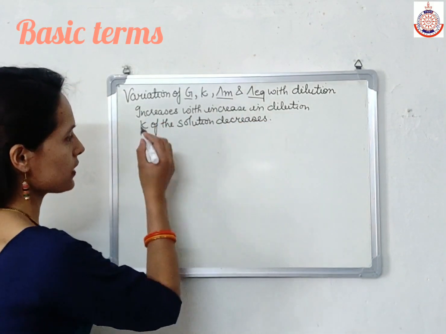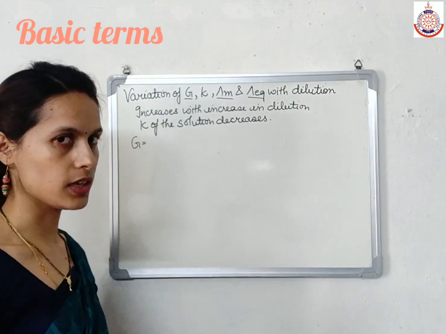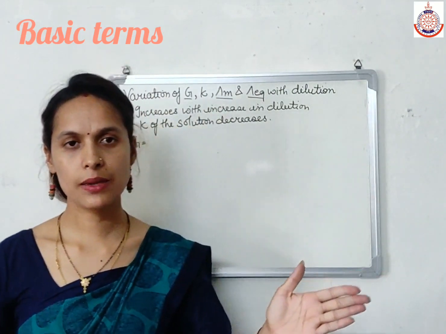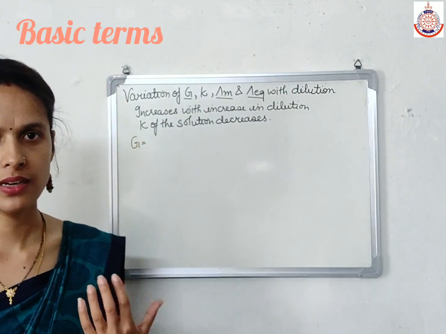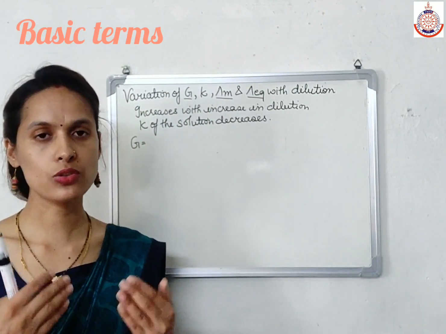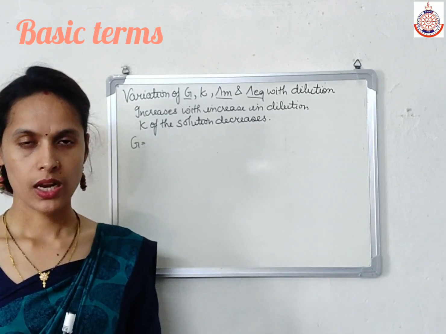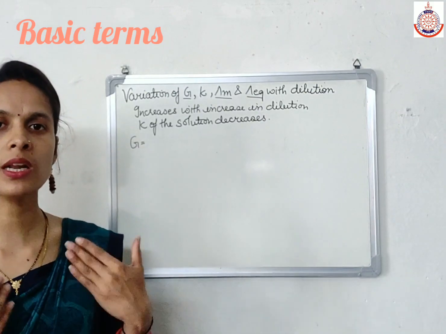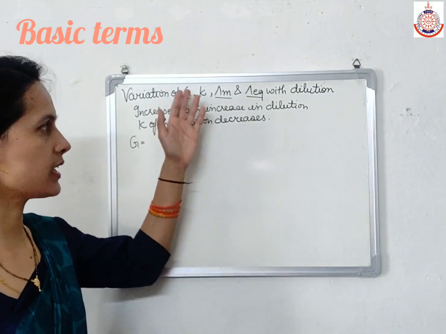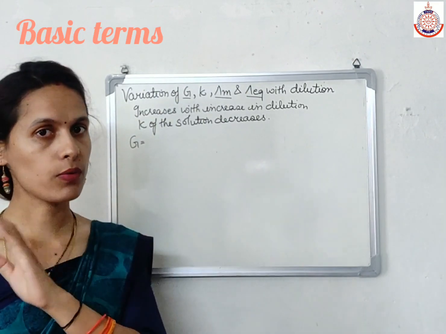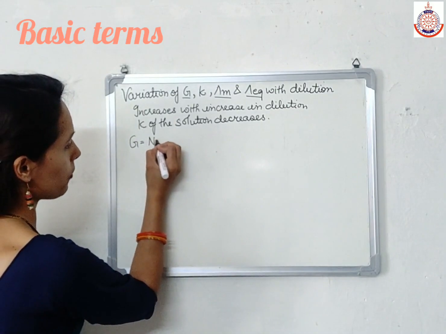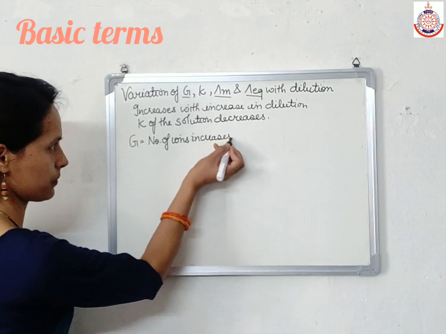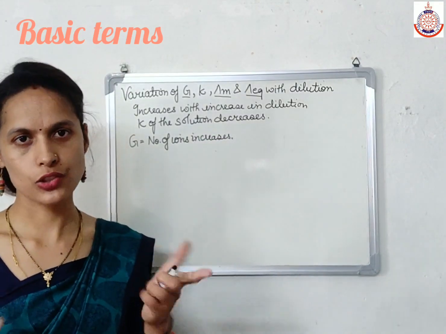Now, why does it decrease? First of all, if I talk about G, G is conductance. Conductance means ability to pass the electricity through it. Conductance is the ability of a substance to pass the electricity through itself. Clear? The more the number of ions, the higher is the conductivity. Means greater the number of ions, greater is G. Now with dilution, number of ions increases. And if number of ions increases, G increases.